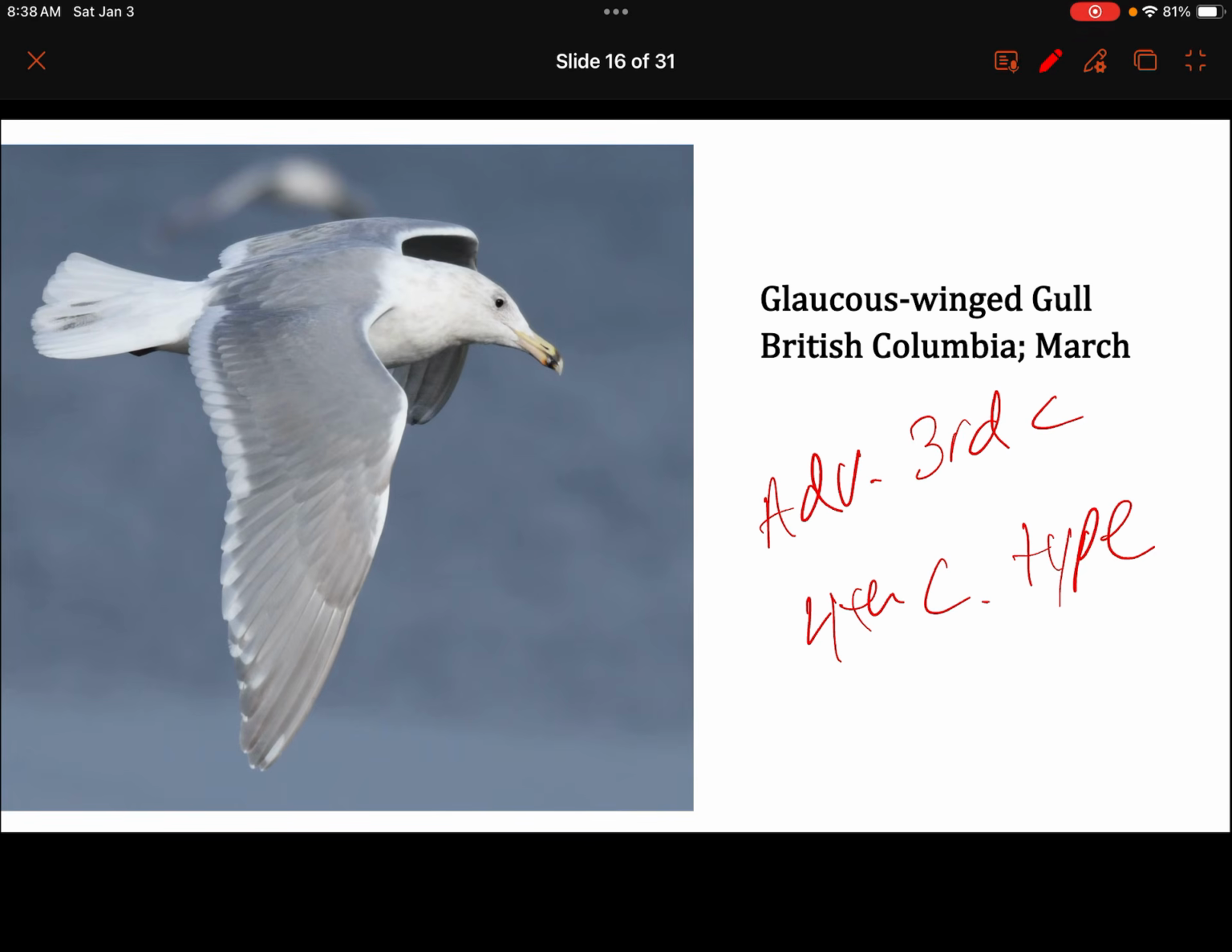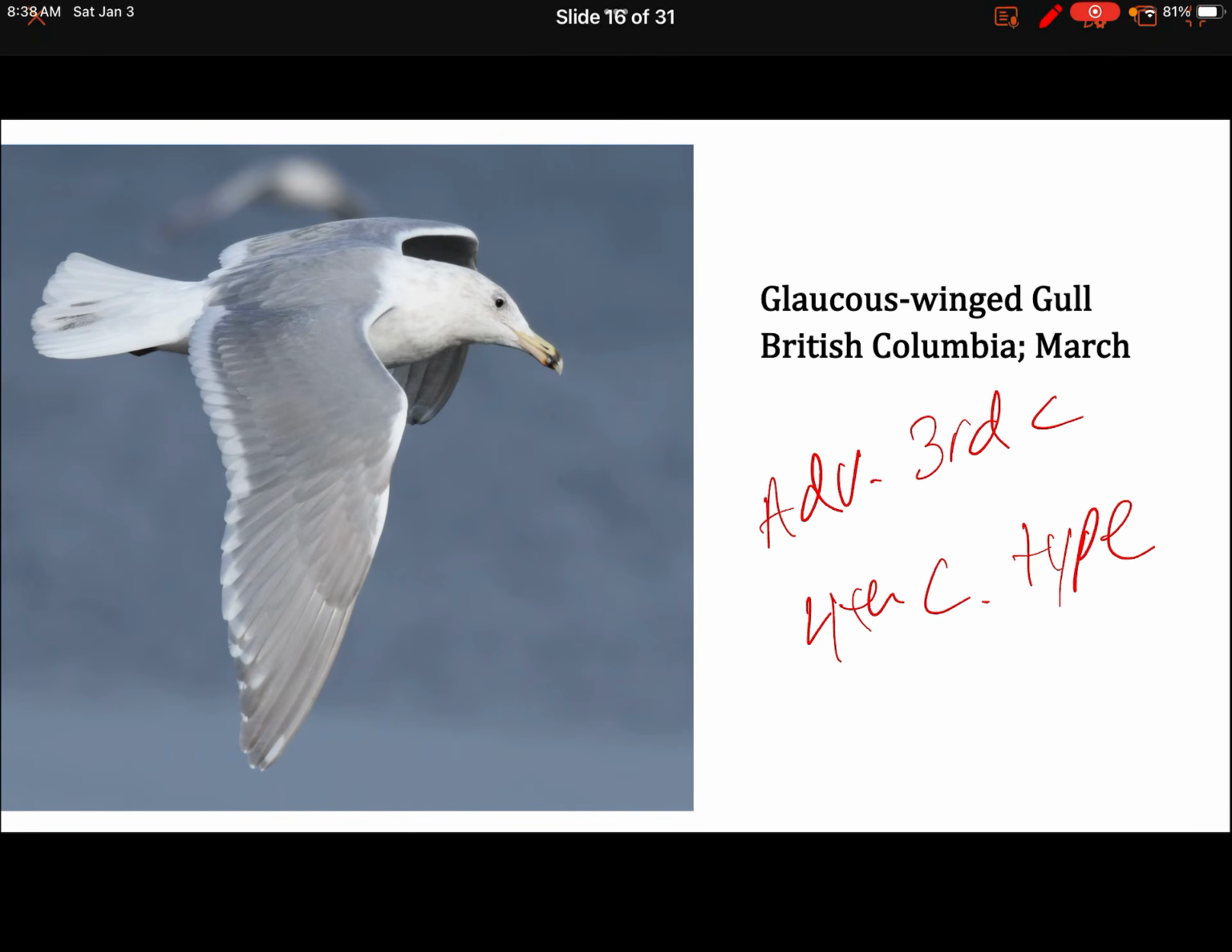And so whether we call this an advanced third cycle or a fourth cycle type is very subjective. There's probably no right answer to this, but for me personally, I would call this a subadult or fourth cycle type because it's by and large so advanced. I probably would not reserve the third cycle label for a bird like this.